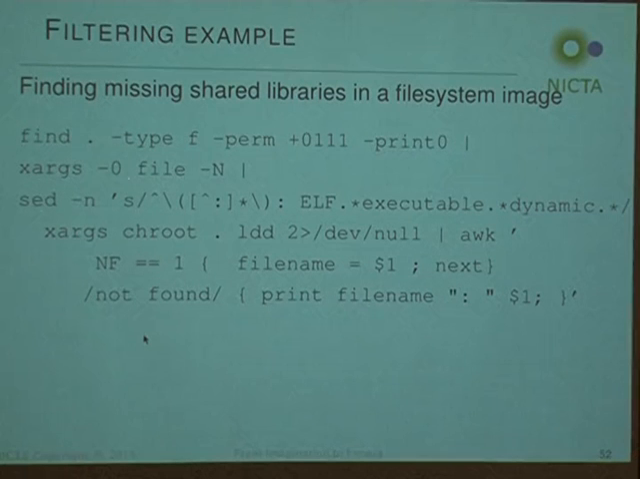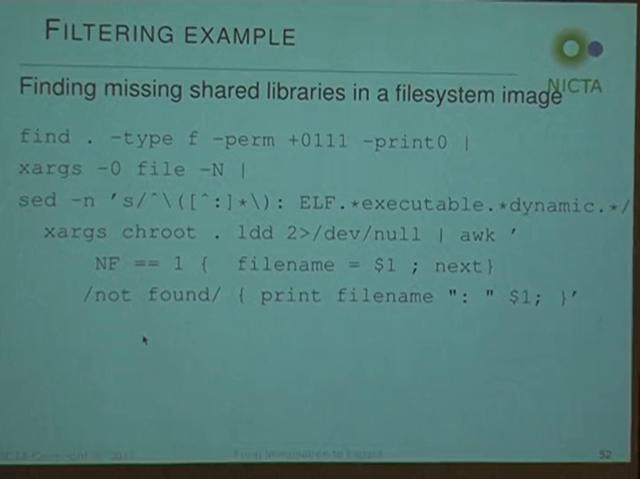Pipe that through xargs -0 file -n. Xargs takes a sequence of words, or a sequence of lines, on its standard input and puts them at the end of whatever comes after its options. So in this case, it's going to run the file -n command with all of those file names we've just given it, one file name per argument.